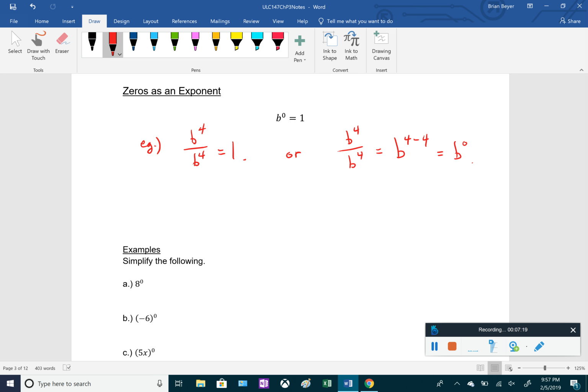So in both of these, we started with b to the 4th over b to the 4th. The first one, we got 1. Second one, we got b to the 0. So this means that b to the 0 has to equal 1, because b to the 4 over b to the 4 equals 1 and b to the 0.